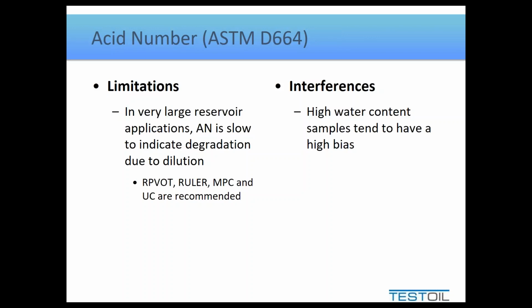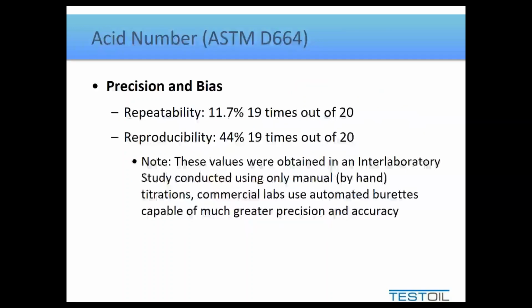So this seems like a pretty positive thing, but then you look at the precision and bias statement for potentiometric acid number, and it looks way worse. Well, to be fair to that, when this was last evaluated, it was done using manual titrations, meaning people were doing this by hand. Most commercial labs do this with fully automated equipment that is far more precise than a hand measurement. So what I'm saying to you is these are the published values, but realistically you should expect far better accuracy than what's being presented to you here.